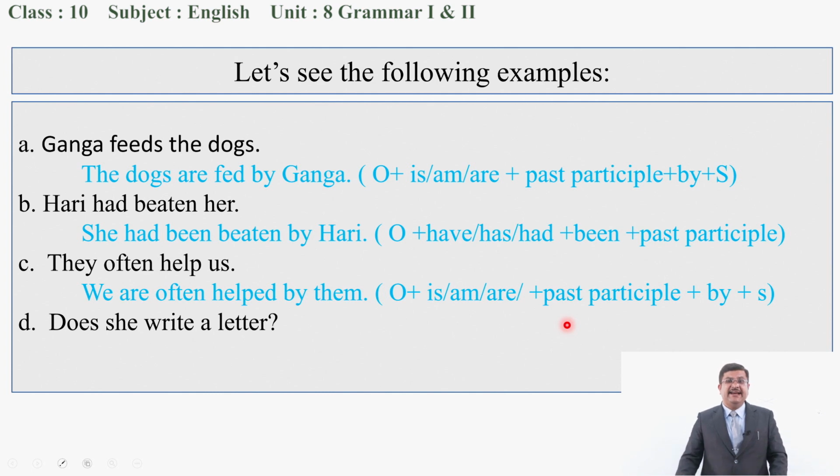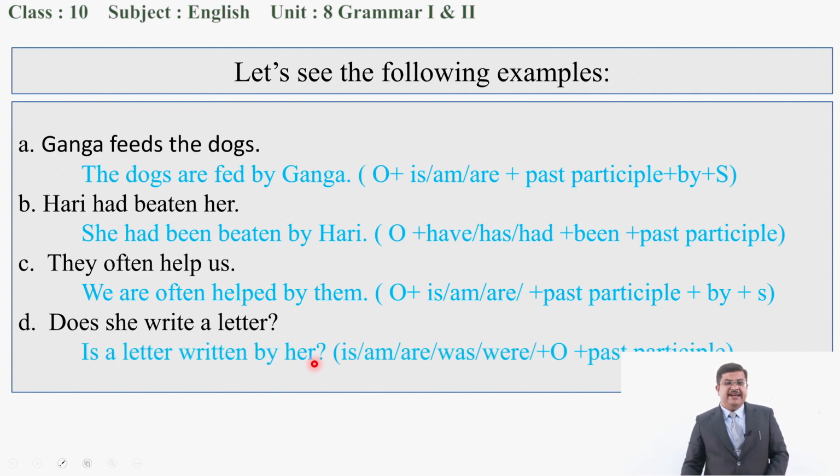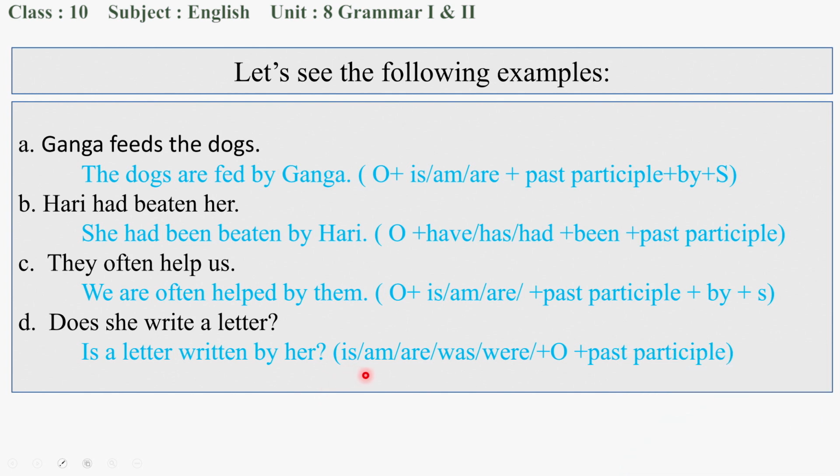Does she write a letter? We have another sentence and it is an interrogative sentence. Does she write a letter? How does this type of sentence change into passive structure or passive form? See, is a letter written by her? When there is does, there must be sometimes is, sometimes am, sometimes are. When there is did, was, were can be used.